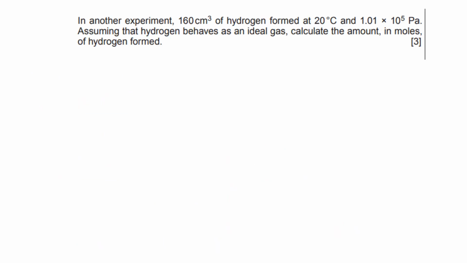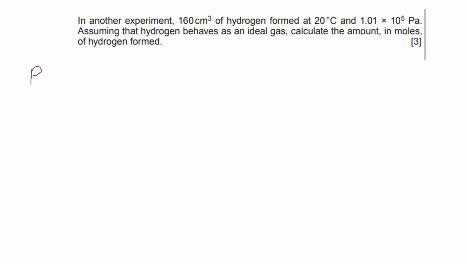So a different question altogether. Another experiment, you've got 160 centimeters cubed of hydrogen formed at 20 degrees, a pressure of 1.01 times 10 to the power of 5 pascals. Assuming that hydrogen behaves as an ideal gas, calculate the number of moles of hydrogen formed. So it's a completely different question.